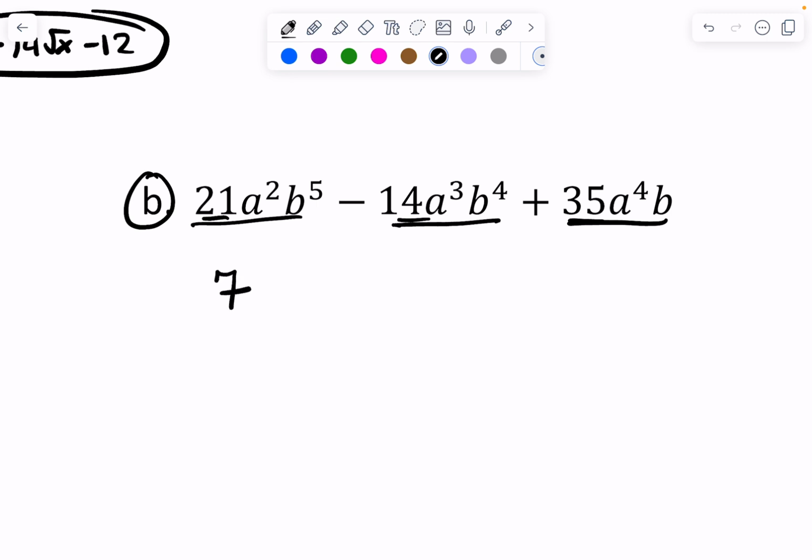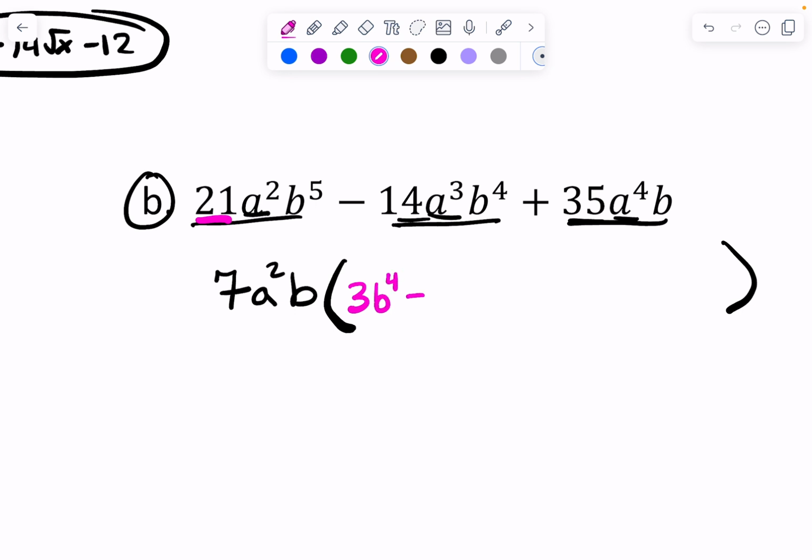7 can come out. I have 2 A's, 3 A's, and 4 A's, so I can only take 2 A's out. And then B, I can take 1 B because this one only has 1 to give me. Okay, and then I don't throw them in the garbage. I pull them out front, and then I write what's left over. So if I divide, 21 divided by 7 is 3. My A's are all gone, but I have 4 B's here.